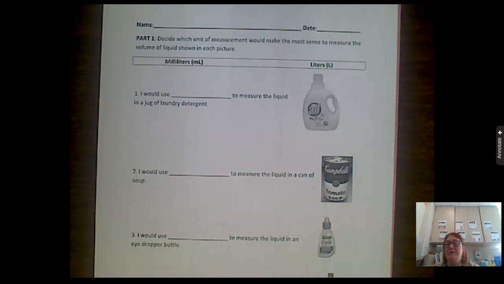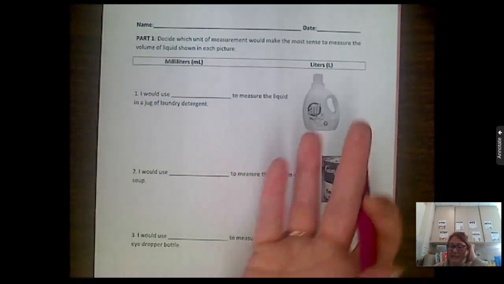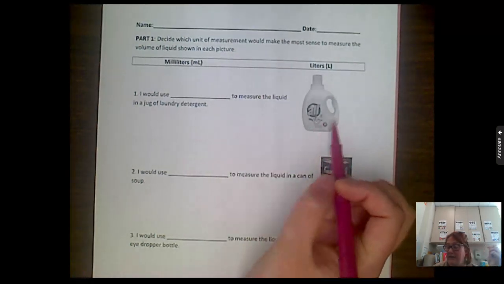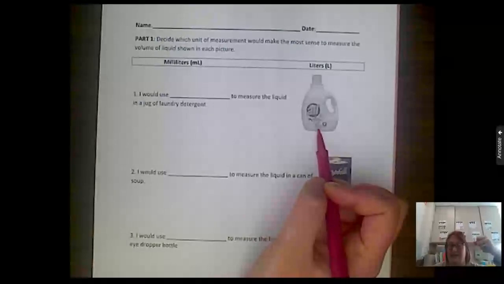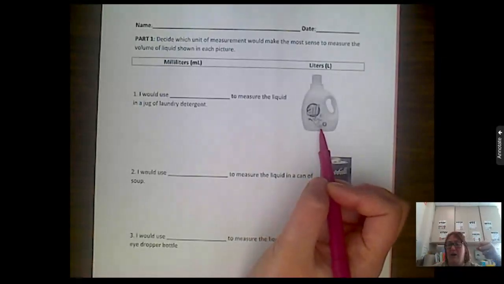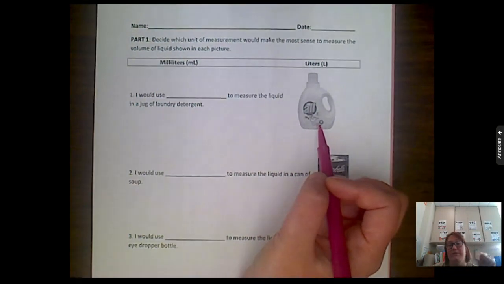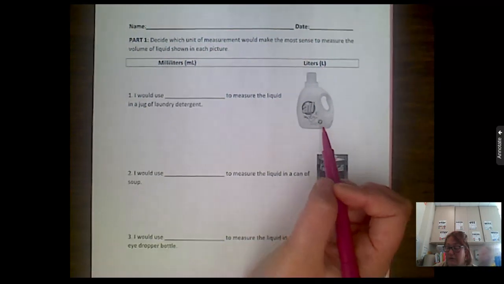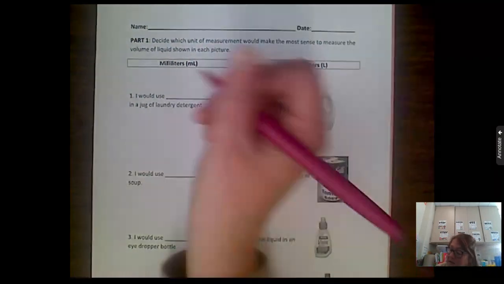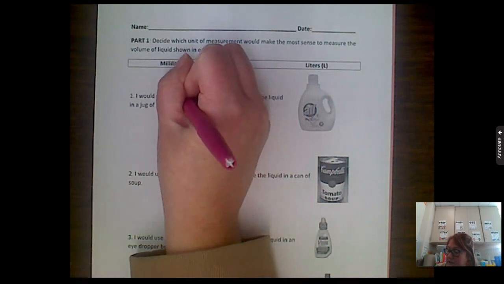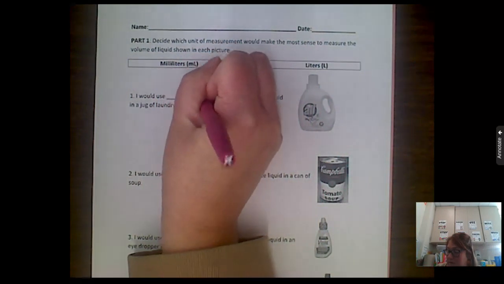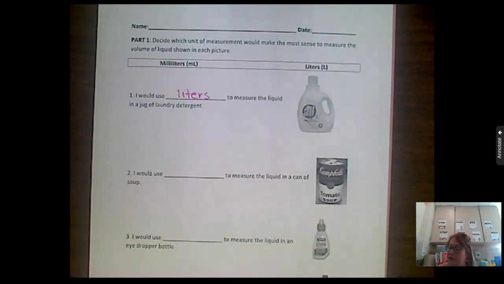Would we use milliliters, which would be drops, or would this be measured in liters? If we're thinking of this big thing of laundry detergent and it's pretty heavy, would we use milliliters or liters? It would be liters, right? Because there's quite a bit of it. So I would use liters to measure the liquid in a jug of laundry detergent.